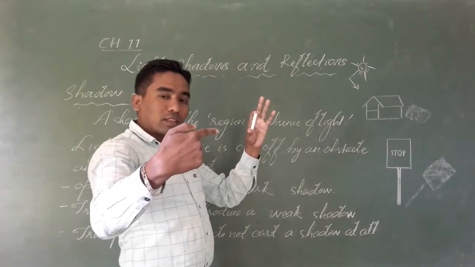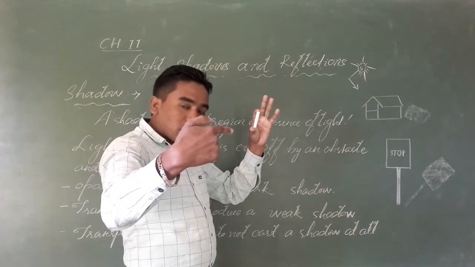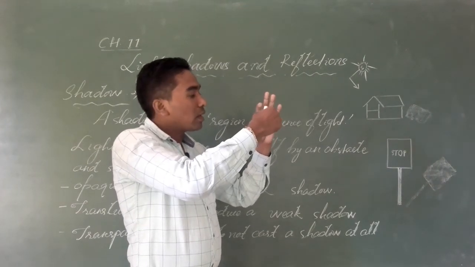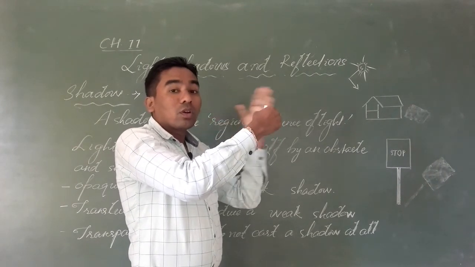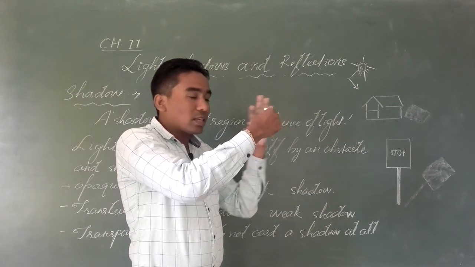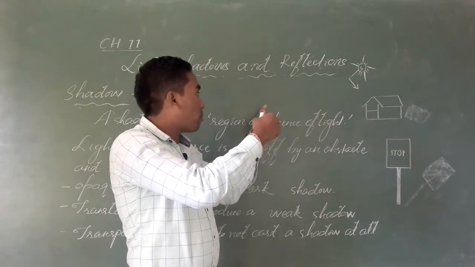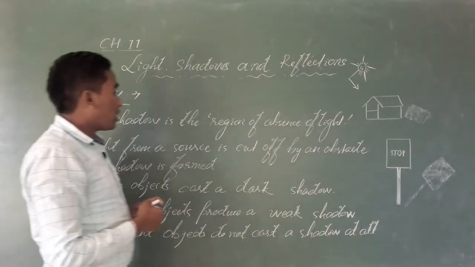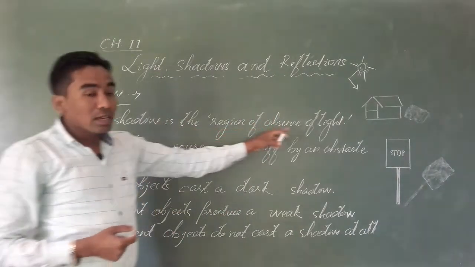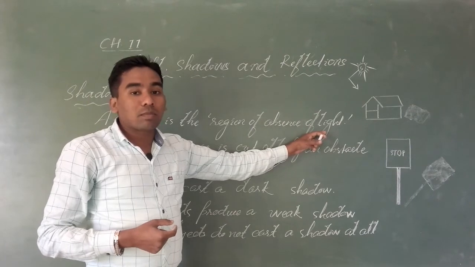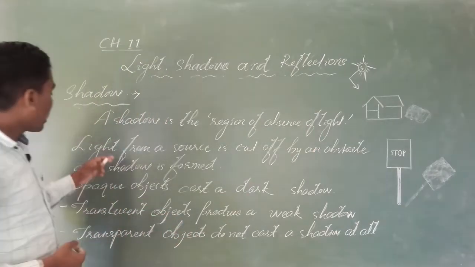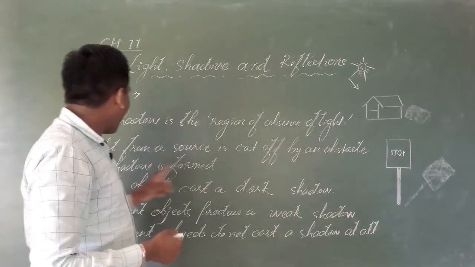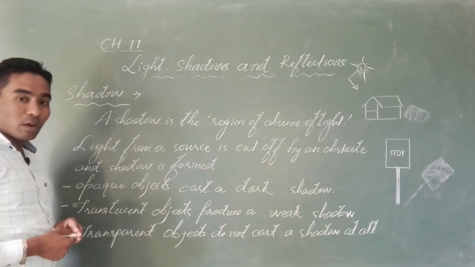If I provide the source of light from this direction, then in this area there will be no light, and this forms the shadow on the blackboard. So, here the shadow is the region of absence of light. Light from a source is cut off by an obstacle and a shadow is formed.